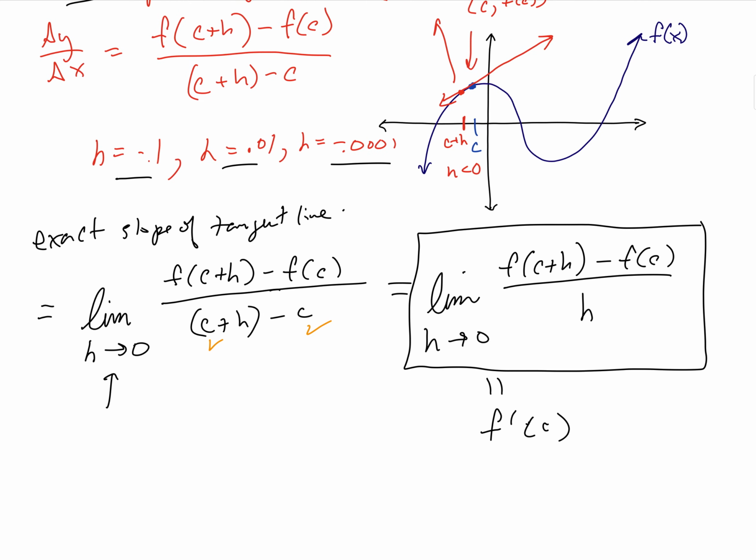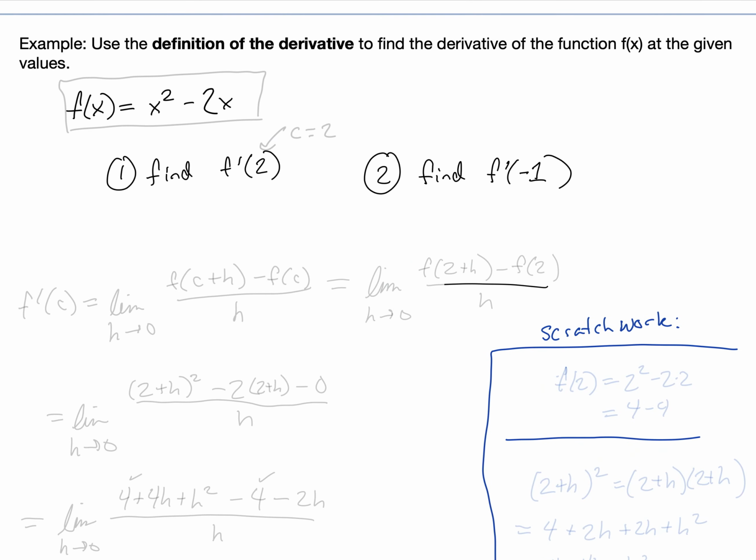So let's do an example where we use this definition of the derivative to find the derivative of a particular function at some specific points. So we know that f prime of c is equal to the limit as h goes to 0 of f of c plus h minus f of c divided by c plus h minus c, which is just h. And so let's find that for this particular function f of x. So in this case, this would be the limit as h goes to 0, and we're going to do it for c equals 2 first. So it would be f of 2 plus h minus f of 2 divided by h.